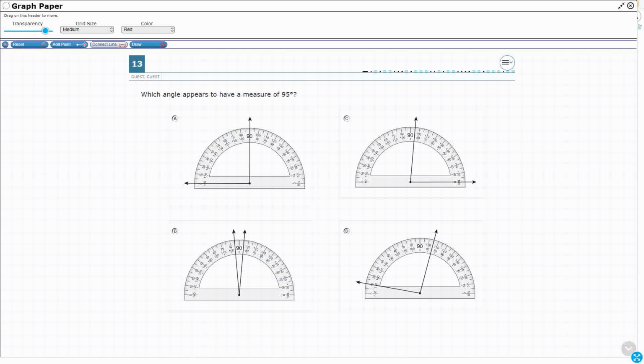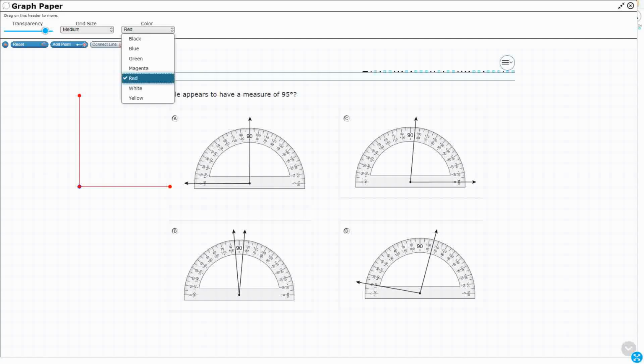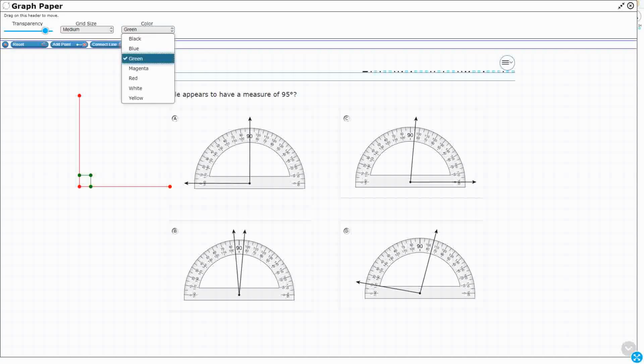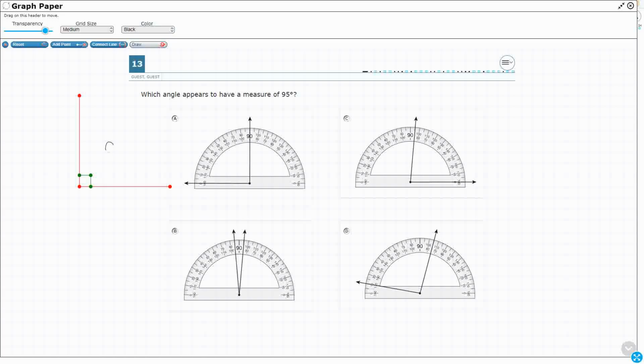All right, so I'm going to use the connect line feature. I know that 90 degrees has one line that's straight up and one line that is straight across, right? That is a 90-degree or a right angle, and usually it's got a little square in the corner. So this is 90 degrees, or a right angle, or a square corner, which means 95 is going to be awfully close.